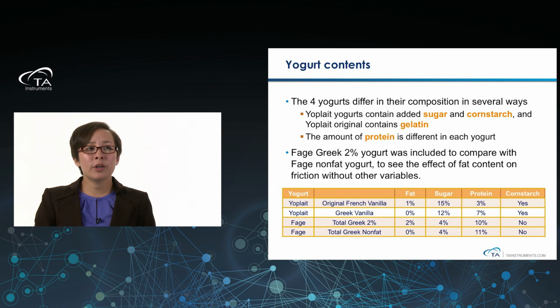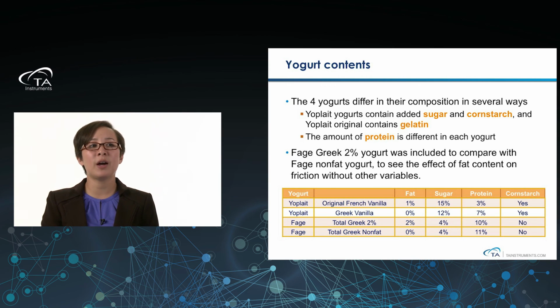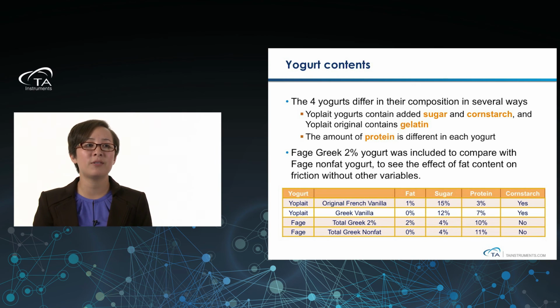So the way that these 4 yogurts differed, we wanted to make sure that we had some baselines, but the Yoplait yogurts actually have added sugar and cornstarch, which are used as modifiers, and then the Yoplait original contained gelatin. The amount of protein differed in each one as well, and then we threw in a Fage Greek 2% yogurt to compare with the Fage non-fat yogurt to see what the effect of fat content was on friction without changing any other variables.